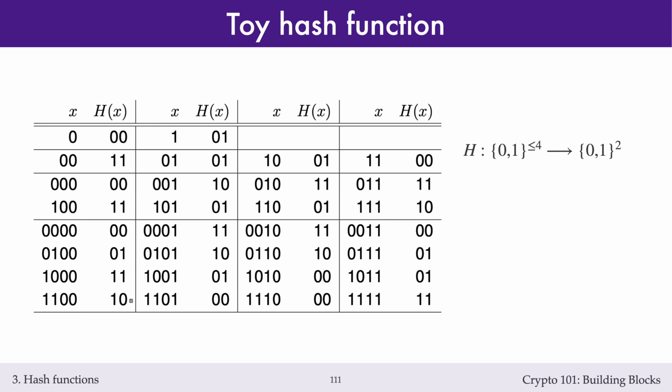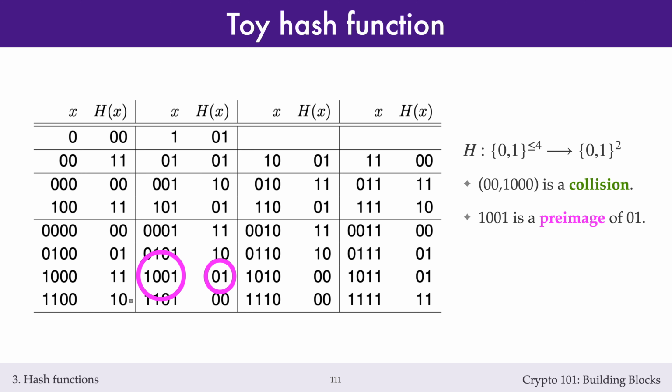Here is a toy hash function. The domain of H is the set of binary strings of length at most 4, and the codomain is the set of binary strings of length 2. Columns labeled X in the table are the elements of the domain, and columns labeled H of X are the hash values of these elements. For example, the hash of 0011 is 00. I'll call 00 and 1000 a collision for H, because the two messages 00 and 1000 have the same hash value, namely 11.